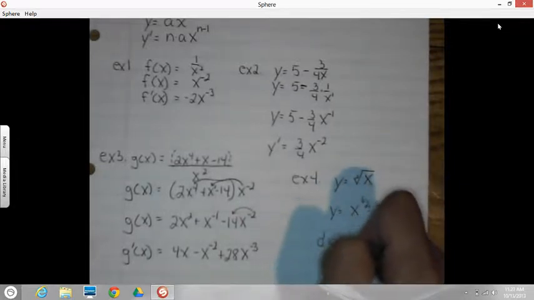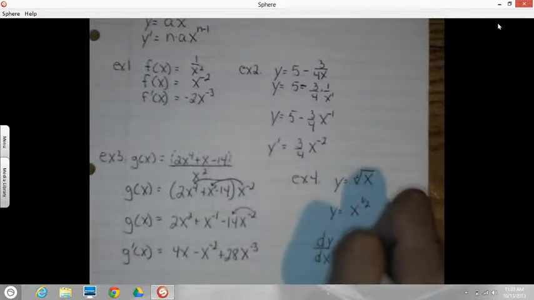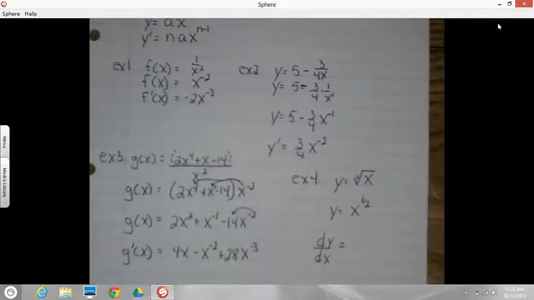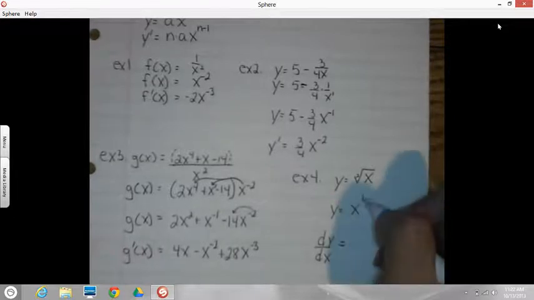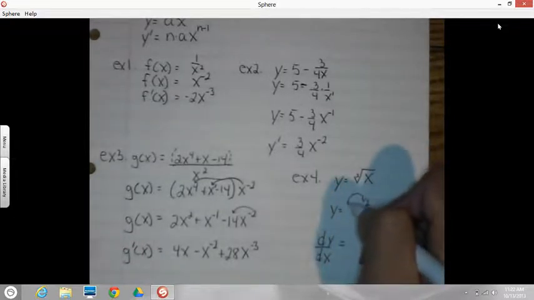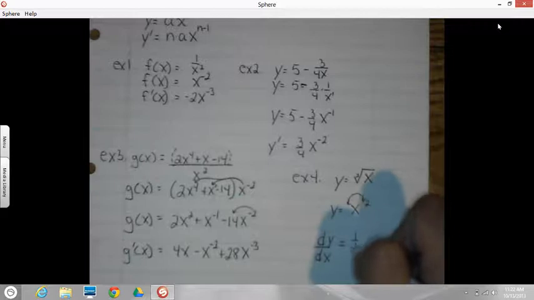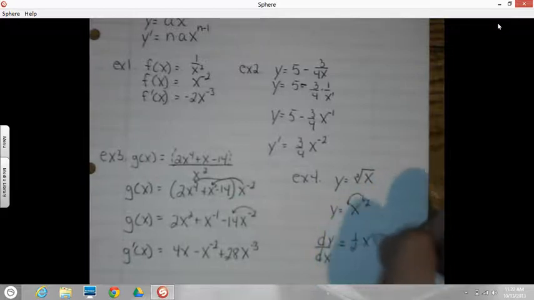dy dx. Again, just changing it up. It's the same thing as y prime. Equals, bring down the 1/2 as a multiplier to the 1 in front. X, subtract 1, we get negative 1/2.